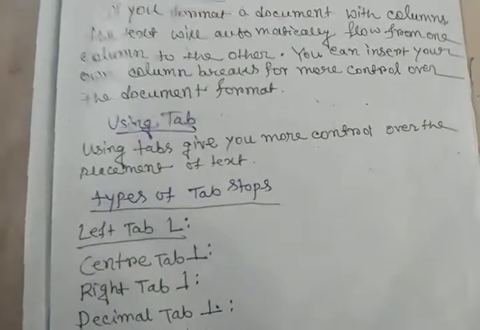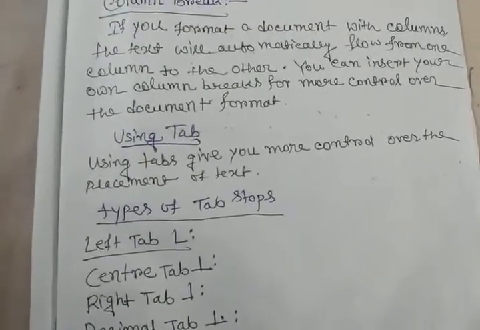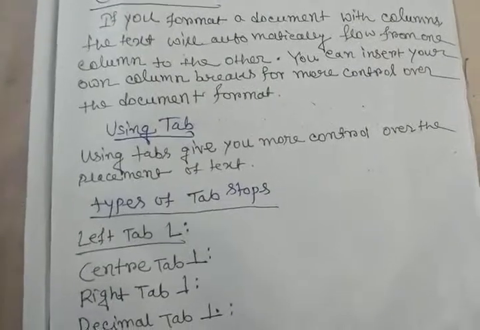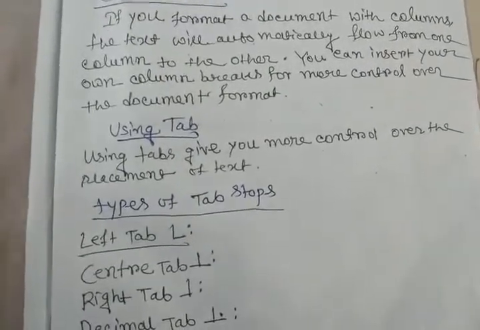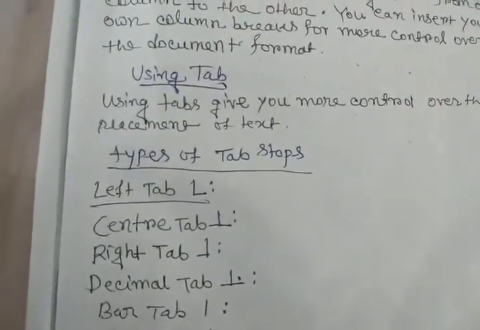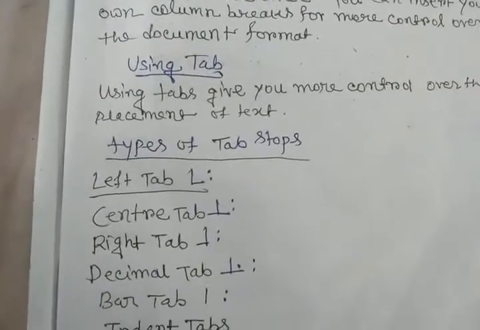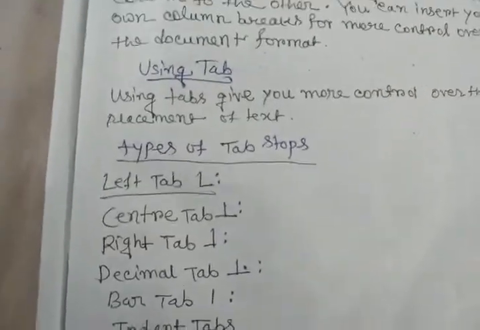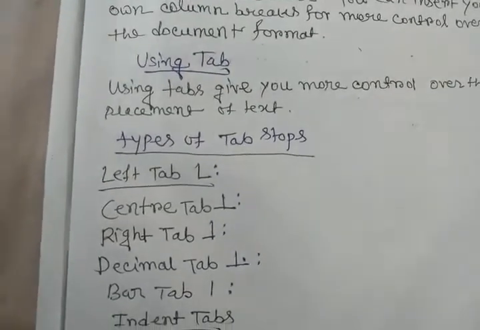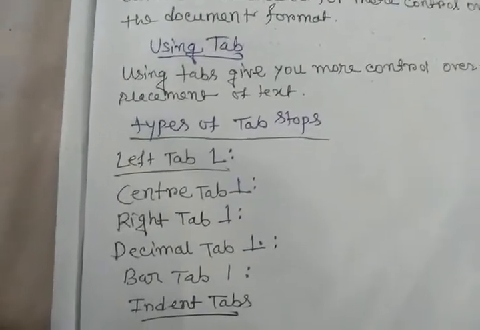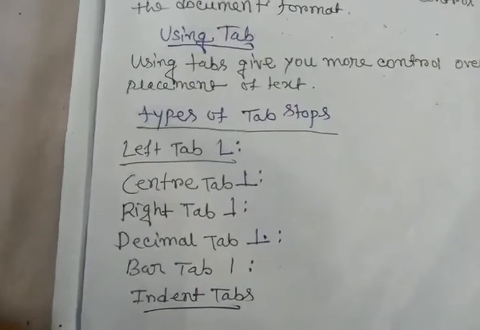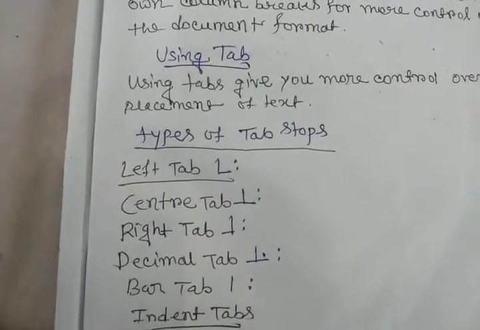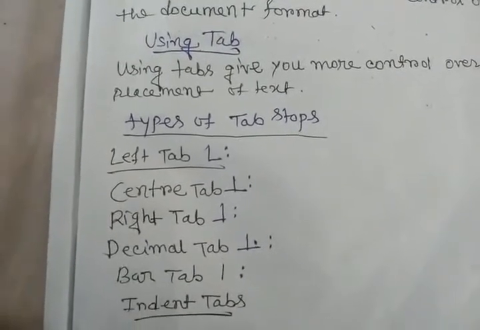Why do we use tabs? Using tabs gives us more control over the placement of the text. Here are different types of tabs, like left tab, where the symbols are also given there, center tab, right tab, decimal tab, bar tab, and indent tabs, that means first line indent and hanging indent.